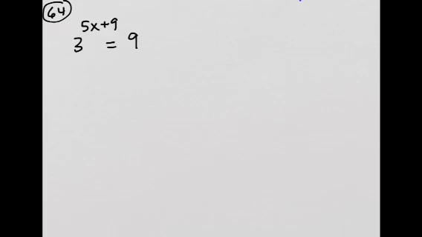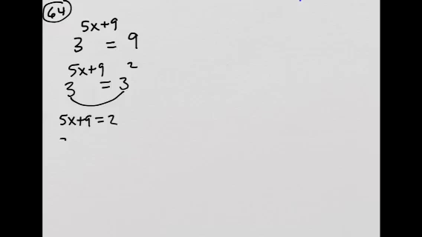Alright, so for this problem, the bases are not the same. I have a 3 on one side and a 9 on the other. So first thing I try to do is see if I can get common bases, and in this problem I can. So 9 equals 3 squared. So now that I've set the bases equal to each other, I can say that the exponents are equal to each other. Subtract 9, so that gives me -7. Divide by 5, so that gives me -7/5.